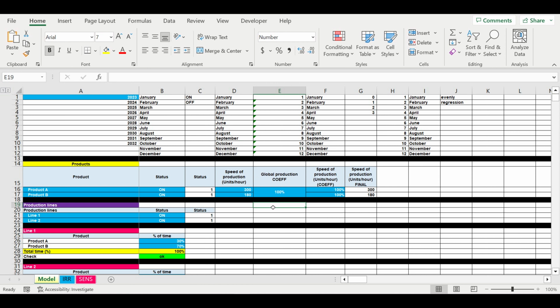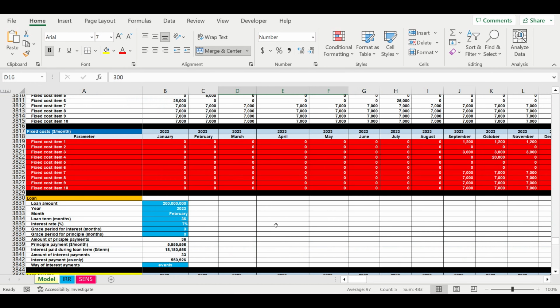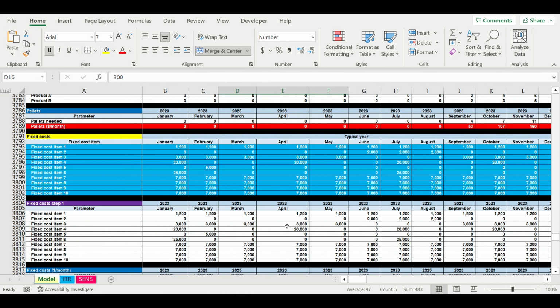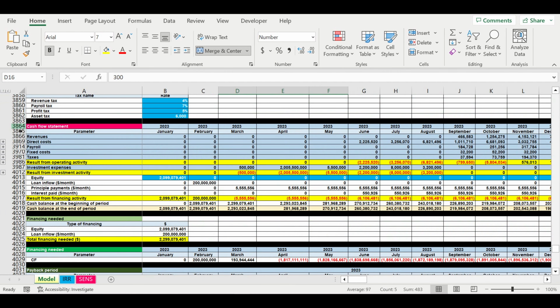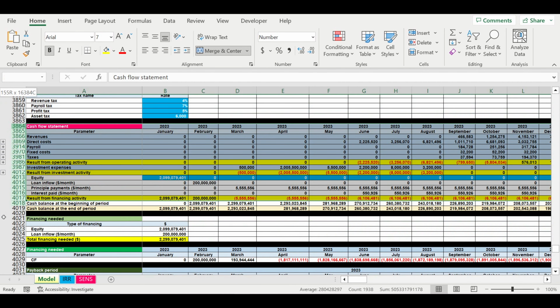So what we have is the rule that all our inputs are colored blue like this. Then if we move to the bottom, we will be able to see the cash flow.